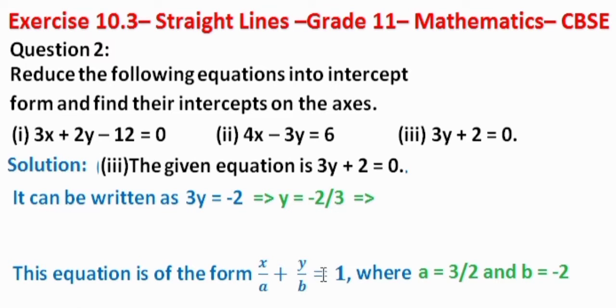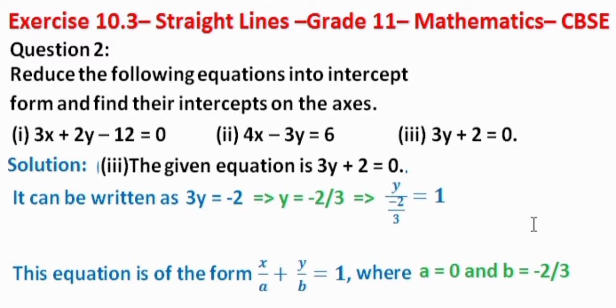But in x by a plus y by b form, we want it equal to 1, isn't it? So we can divide both sides by minus 2 by 3. If you divide, what will happen? y by minus 2 by 3 is equal to 1. So x is missing, so for x by a, the value of a is 0, and the value of b is minus 2 by 3. So according to this question, a is equal to 0 and b is equal to minus 2 by 3. a stands for the x intercept, b stands for the y intercept. Hope you got it, isn't it?